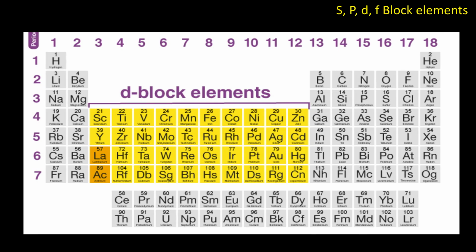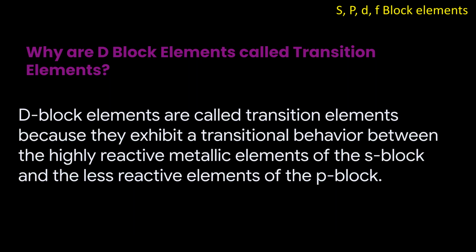Next, we focus on the D-block elements, which form a significant section of the periodic table. D-block elements are known as transition elements. They are named this because they exhibit behavior that transitions between the highly reactive metals of the S-block and the less reactive elements of the P-block.